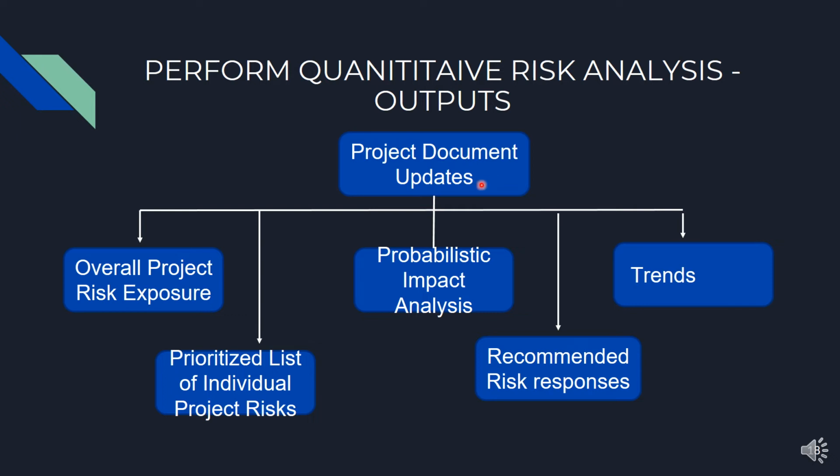So in project document updates, we will update these 5 key elements. First, what is the overall project risk exposure? What is the prioritized list of the individual project risks? What is the probabilistic impact analysis? What are the recommended risk responses? What are the trends of the risk planning?